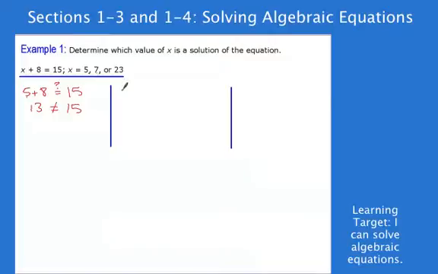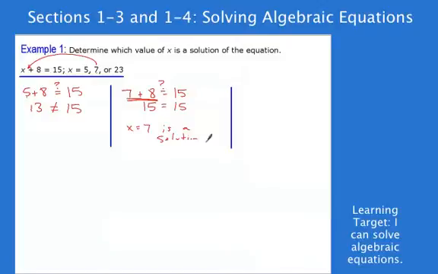Next, we try x equals 7. Plug 7 in for x. Take that 7, plug it in here. You get 7 plus 8. Again, we're testing it. And yes, the two sides are equal when I do this math right here. Notice I didn't stop on this first step. I actually went through and did the math in my head to check it out. So yes, this is a solution. So x equals 7 is a solution.